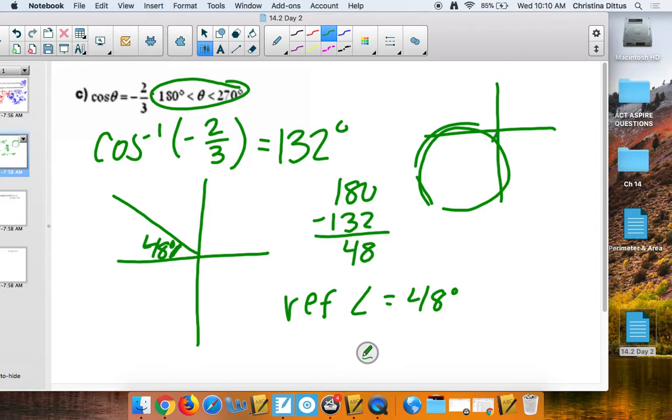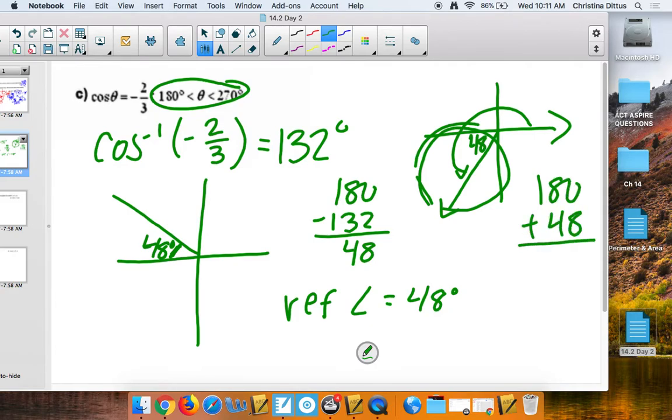So, if I draw an angle here, what's going inside my triangle? My 48, my reference angle. Well, I need this whole angle. So how can I figure that out? Add it to 180. 180 plus 48 gives me how much? 228. Is that between 180 and 270? Mm-hmm.